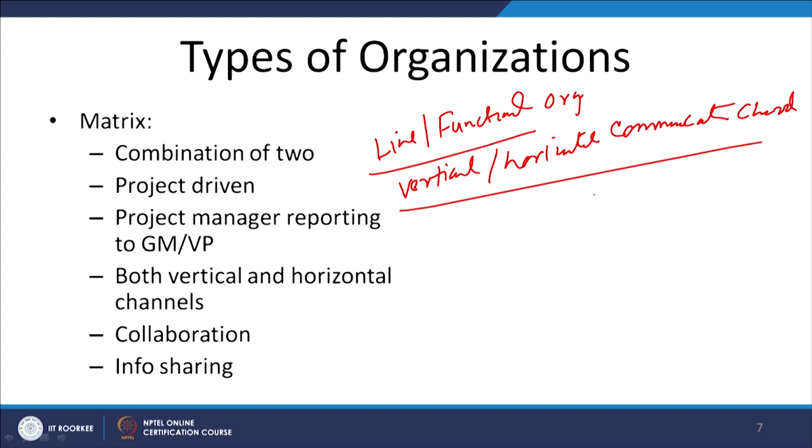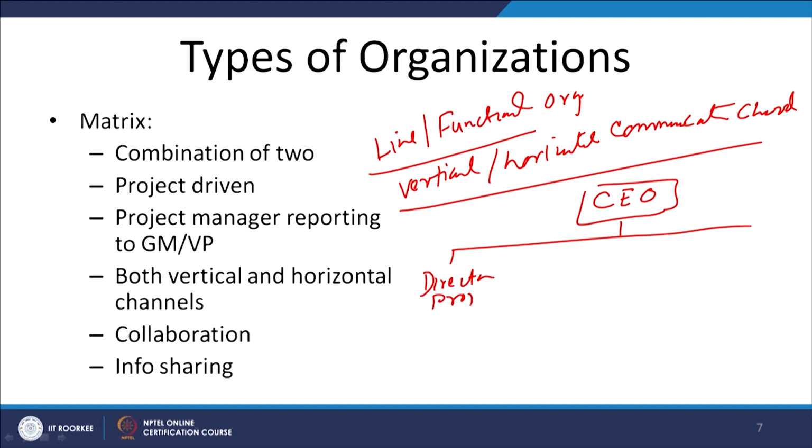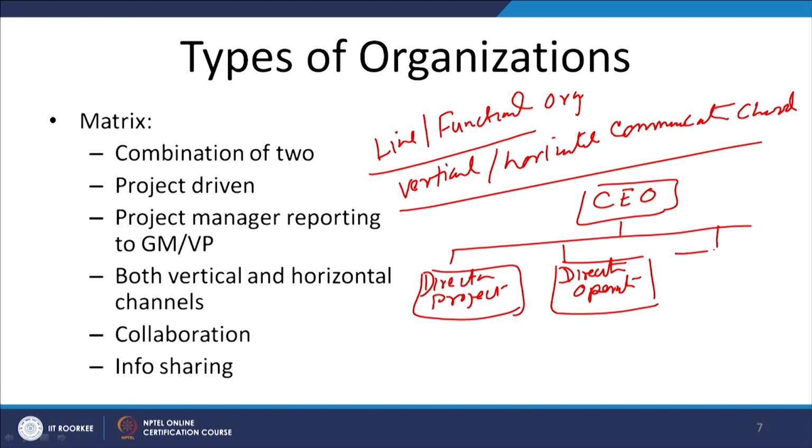So, what happens is, like, the top organization, the CEO, and then there are the director projects, then the director operations, director maintenance. So, for each functional group there is a director. So, these are the specialized functional groups in their own field. Likewise, there can be a number of other functions, and likewise there can be manufacturing.